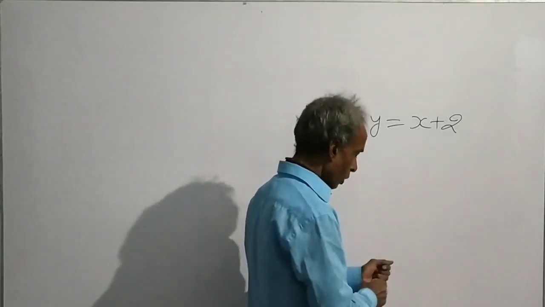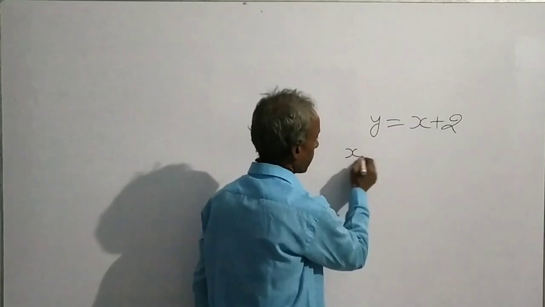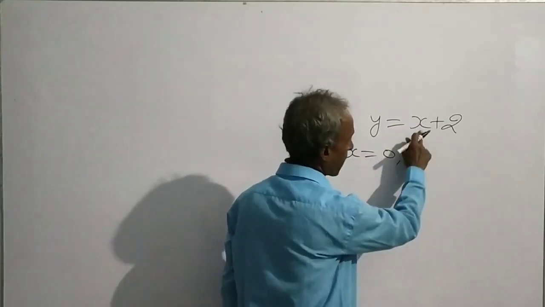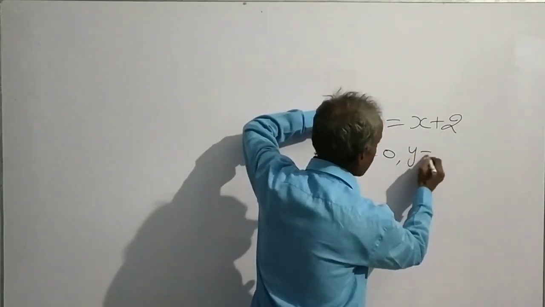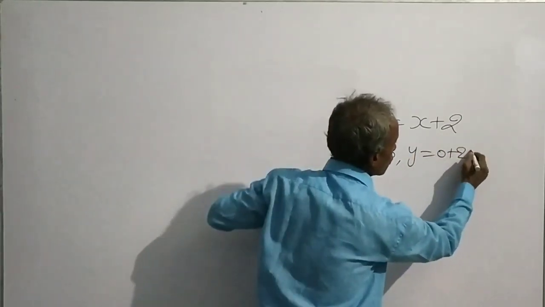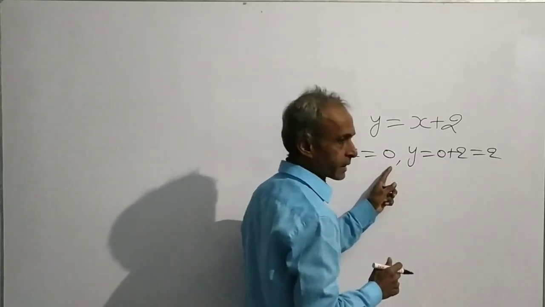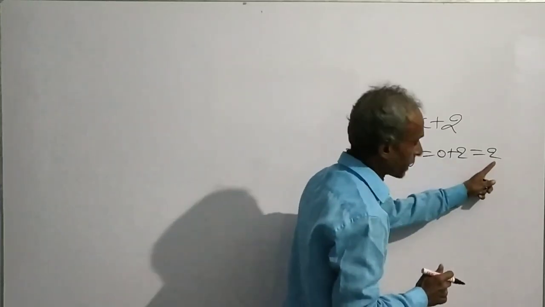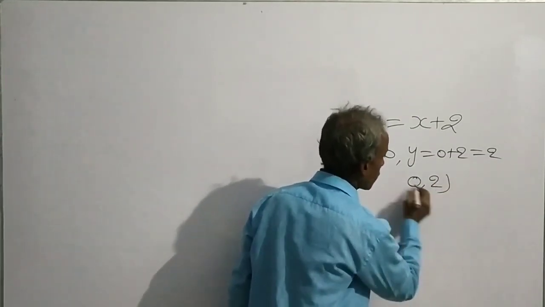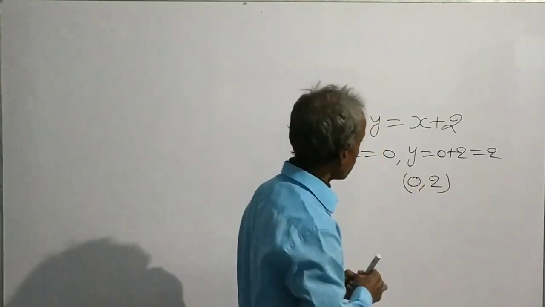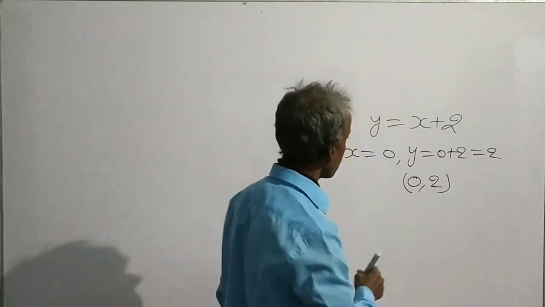Putting 0 in place of x in this equation, x is equal to 0. When we put x is equal to 0, we get y is equal to 0 plus 2, that is equal to 2. That means x coordinate 0 and y coordinate 2. X coordinate 0 and y coordinate 2 is a point lying on this straight line.